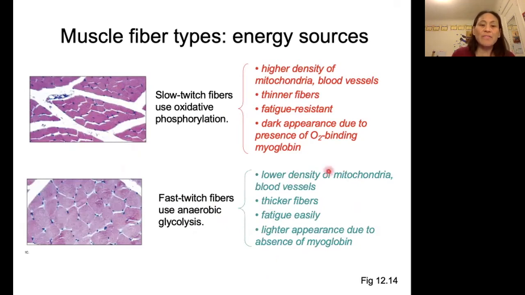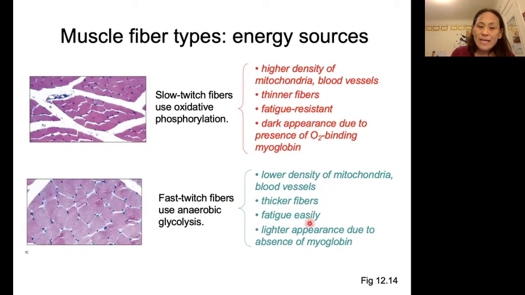Okay, so we're going to have a lower density of mitochondria in these fibers because they don't need to do oxidative phosphorylation, or they're not going to do very much of it. Okay, lower density of blood vessels because we don't need to bring oxygen into the tissue because we're doing anaerobic glycolysis. We have thicker fibers because we don't need that oxygen to penetrate to the center of the fiber because, again, we're not relying on oxygen to generate our ATP.